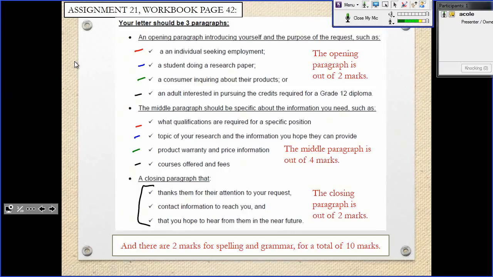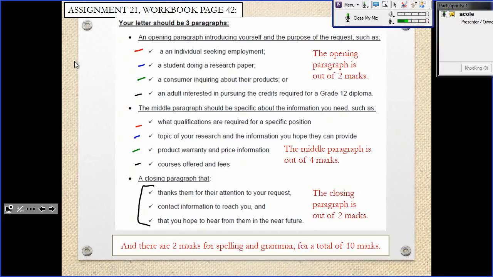Or a customer asking about products would be at the beginning, and then in the middle maybe you're asking about the warranty or the price. Or the fourth example that your workbook gives you is an adult interested in pursuing the credits required for a grade 12 diploma. So maybe you're writing a letter to WASA Distance Education Center. And then in the middle, you might ask about the courses that we offer and how much they might cost.